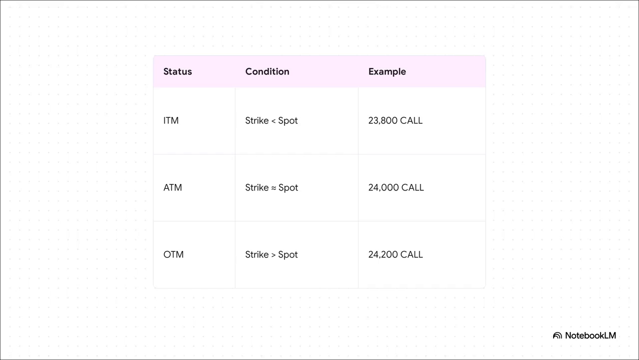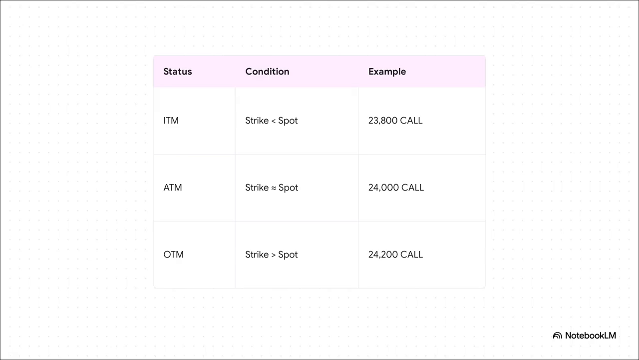Let's assume the current market price, the spot price, is exactly 24,000. If you hold a 23,800 call, you hold the right to buy at 23,800 when the market is already trading way up at 24,000. That is a fantastic deal. You've got instant profit built right in, which makes it in the money, or ITM. Now, at the money, or ATM, is simply when your strike matches the current spot price perfectly, so the 24,000 call. And out of the money, or OTM, is when your strike is worse than the current market.